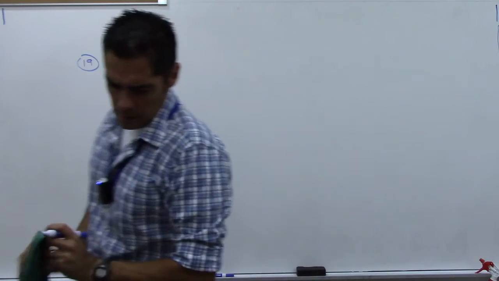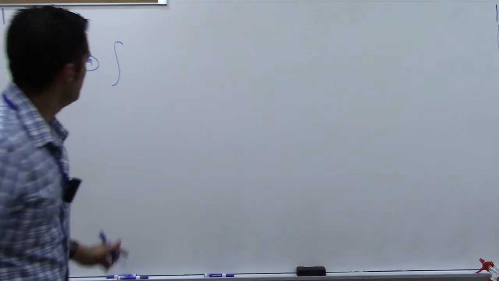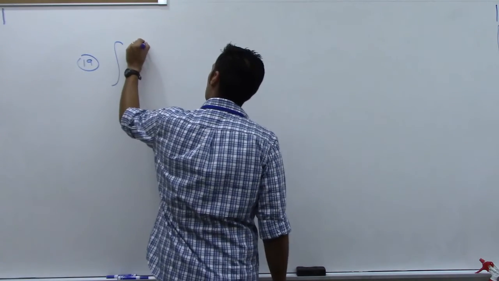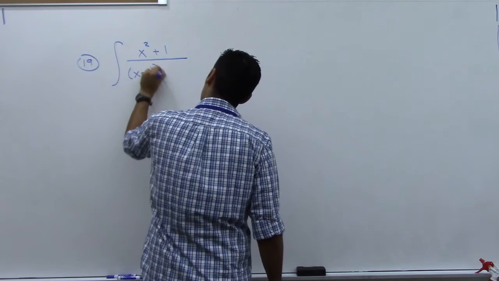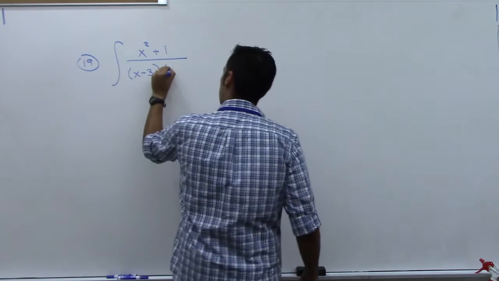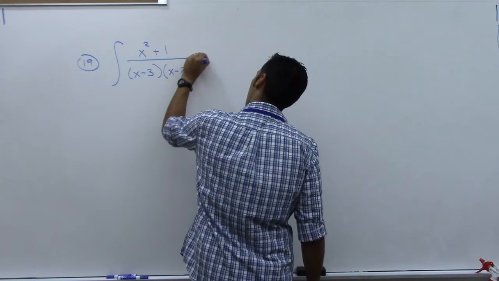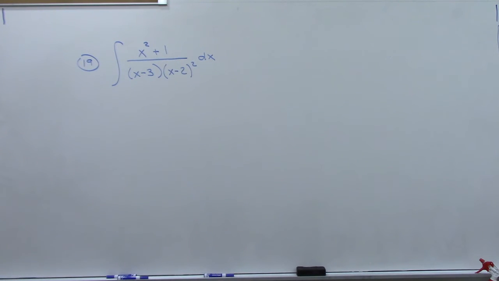19. X squared plus 1 over x minus 3 times x minus 2 squared, dx. I'm going to do all these odds, and I doubt I'll have time, but I'd really like to come back through and do the evens.